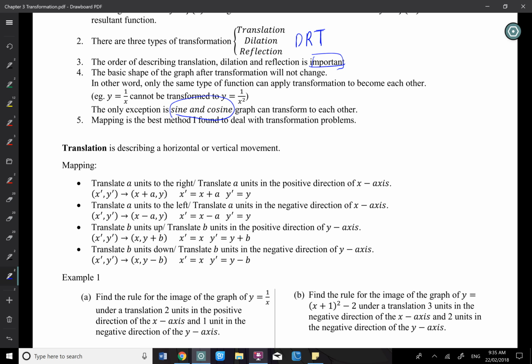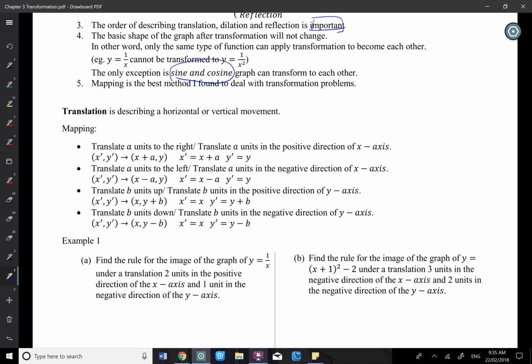Number 5 is, I want to say, mapping is the best method I find to deal with transformation. That's the easiest method. It seems like it's going to become really complex, but that is actually the easiest way to do it. I'm 100% sure you can get that question right if you know the method and use it correctly. So the first one we introduce is translation. Translation describes horizontal or vertical movement.